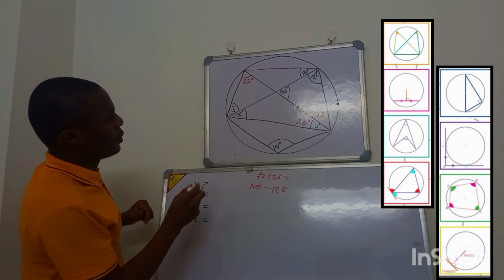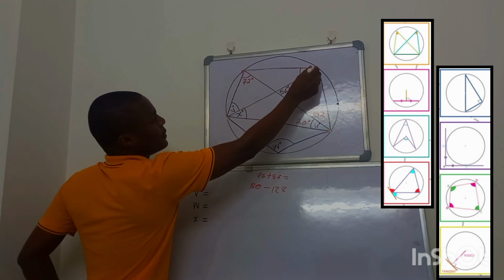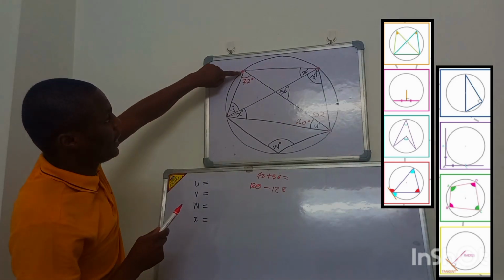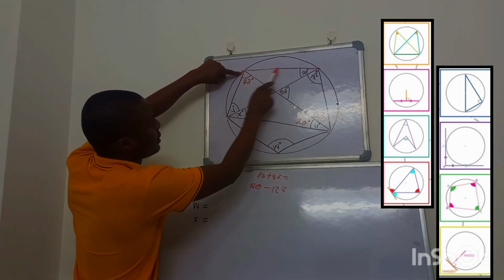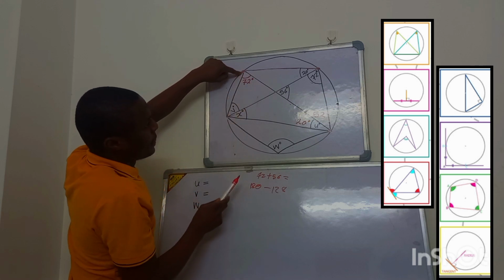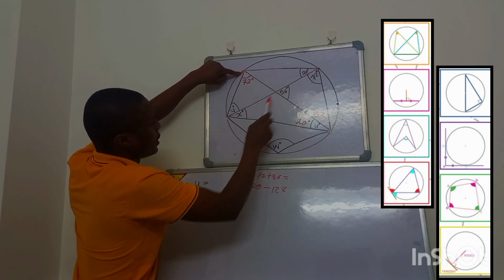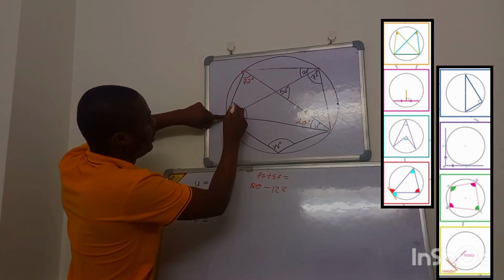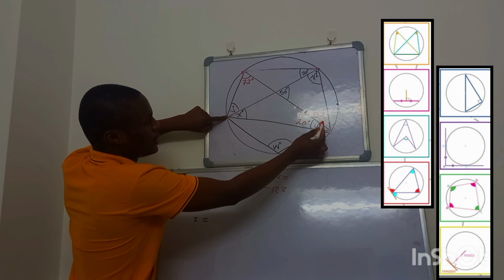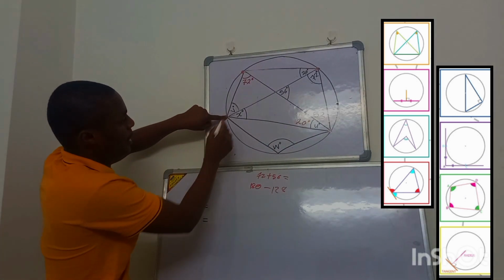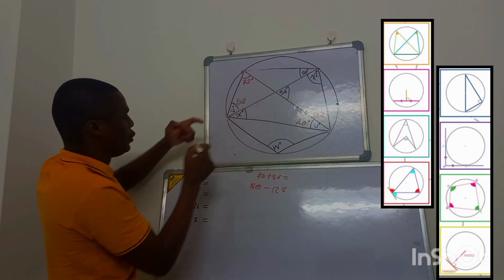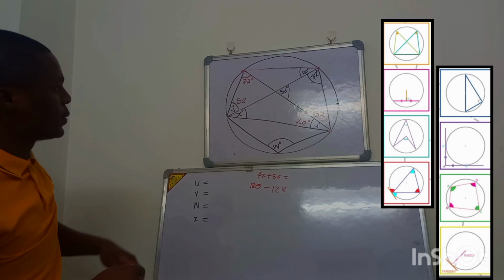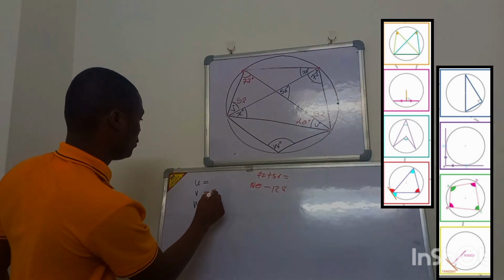Let's see the other chord, this one. So this chord is subtending which angles? Let's see the triangles from this chord. So we have this triangle. The other triangle from the same chord is this one. So the angles subtended by this chord are angle V and angle 52. So we can say these two angles are equal. So angle V is also 52 degrees. Right? All right. So now we have our V. Our V is 52 degrees.